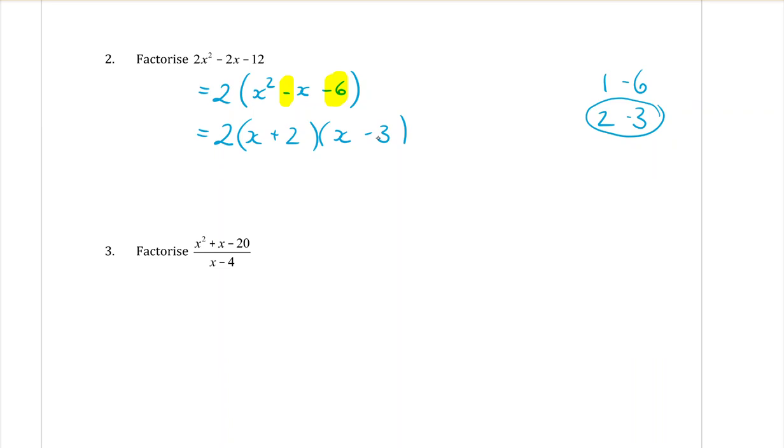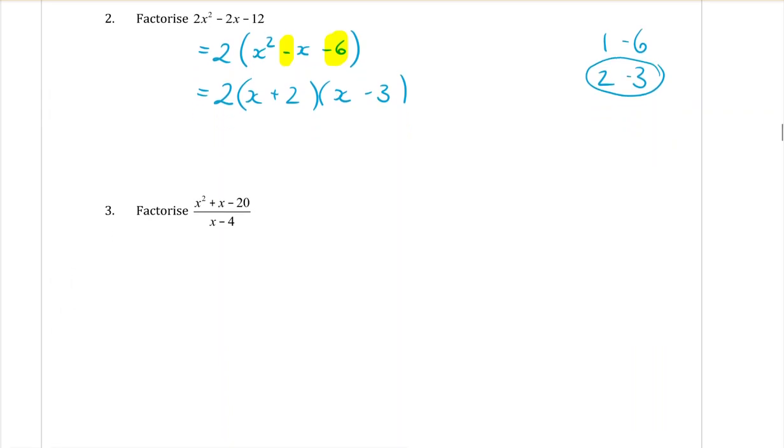Okay, that's one type of extra thing I could get you to do. Question 3. It says to factorize. It could also say simplify. If you are asked to simplify any type of fraction that involves quadratics or anything else even, you should always factorize first and then see what you can cancel off.